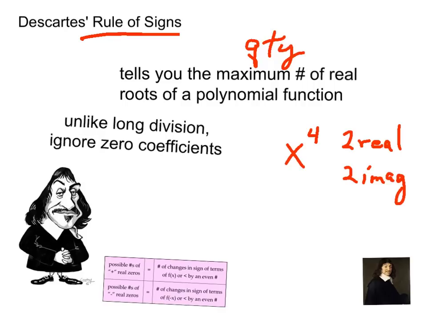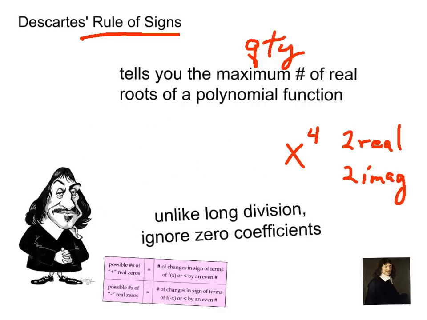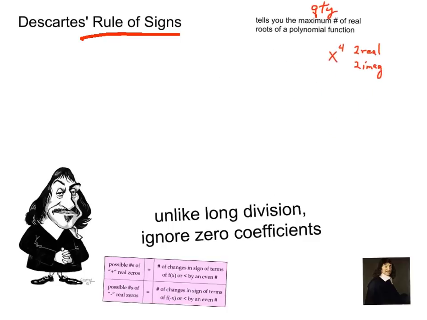Unlike long division, we have to ignore the 0 coefficients. If we don't have an x to the 3rd, just leave it out. We don't put a 0x to the 3rd. Great. Alright, so let me clean some of this up here.